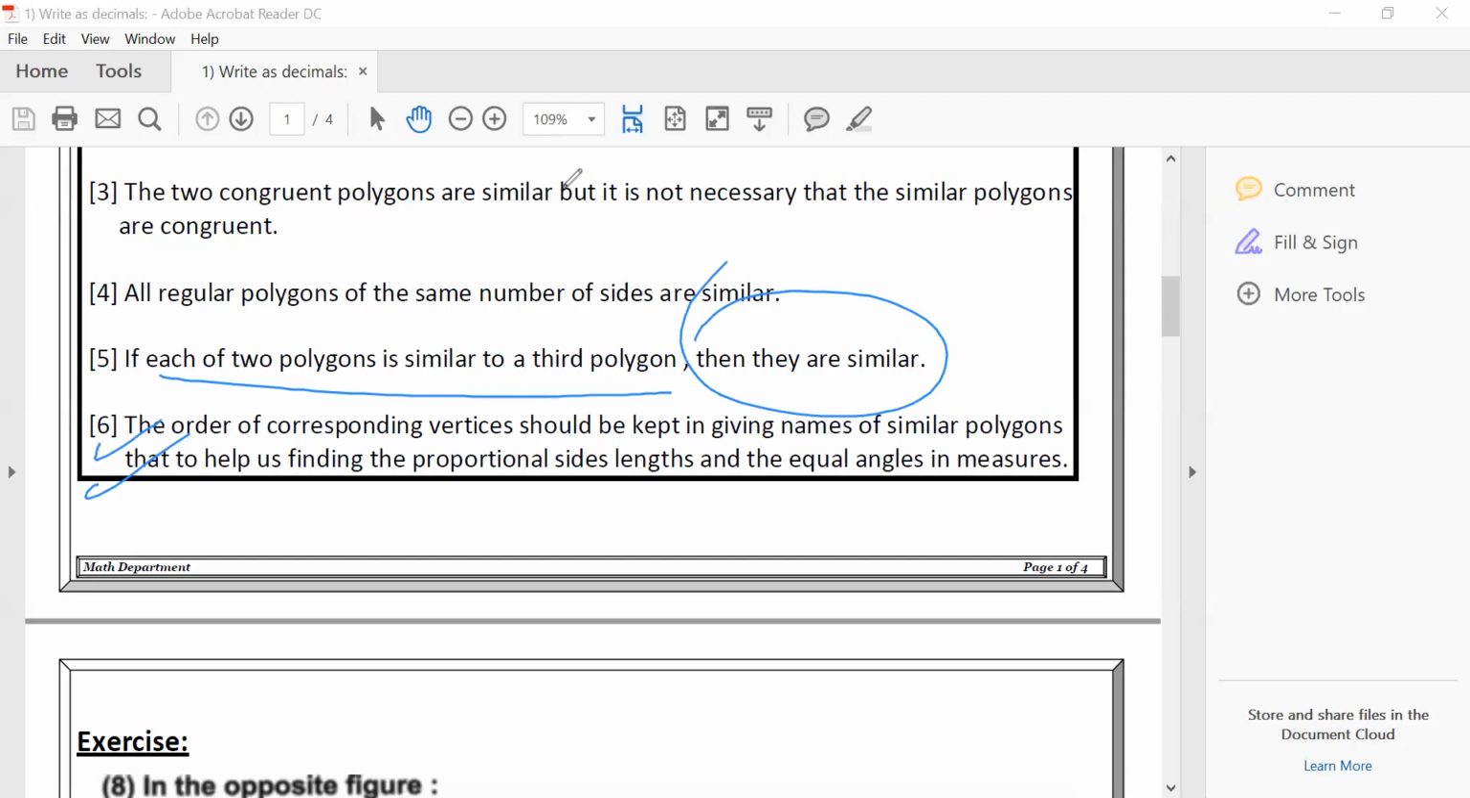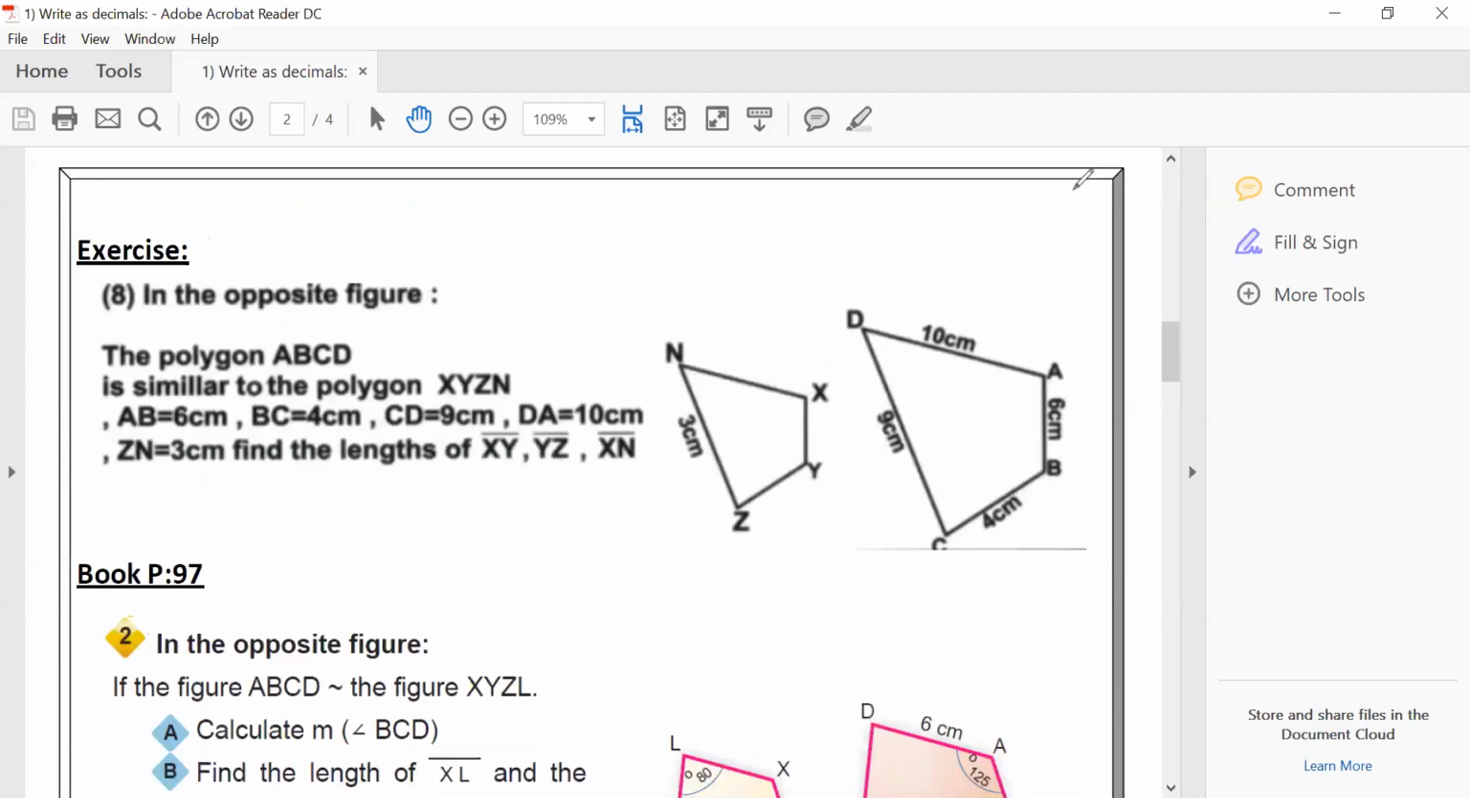Like what I have explained, when I want ABCD similar to XYZL, you cannot say that angle A is similar to angle Z. You must take the order of the letters of the vertices. Is this clear? Go to the examples and the exercises, or do you want to ask about something?